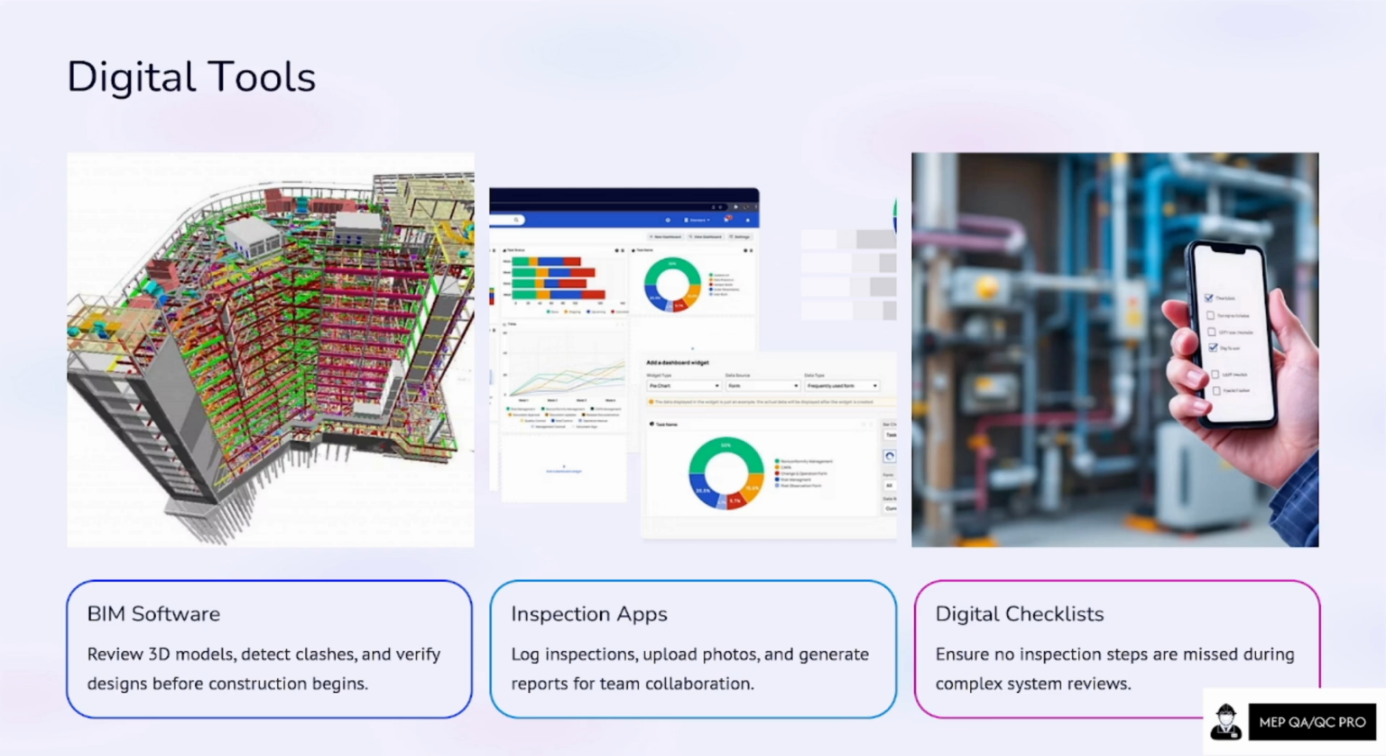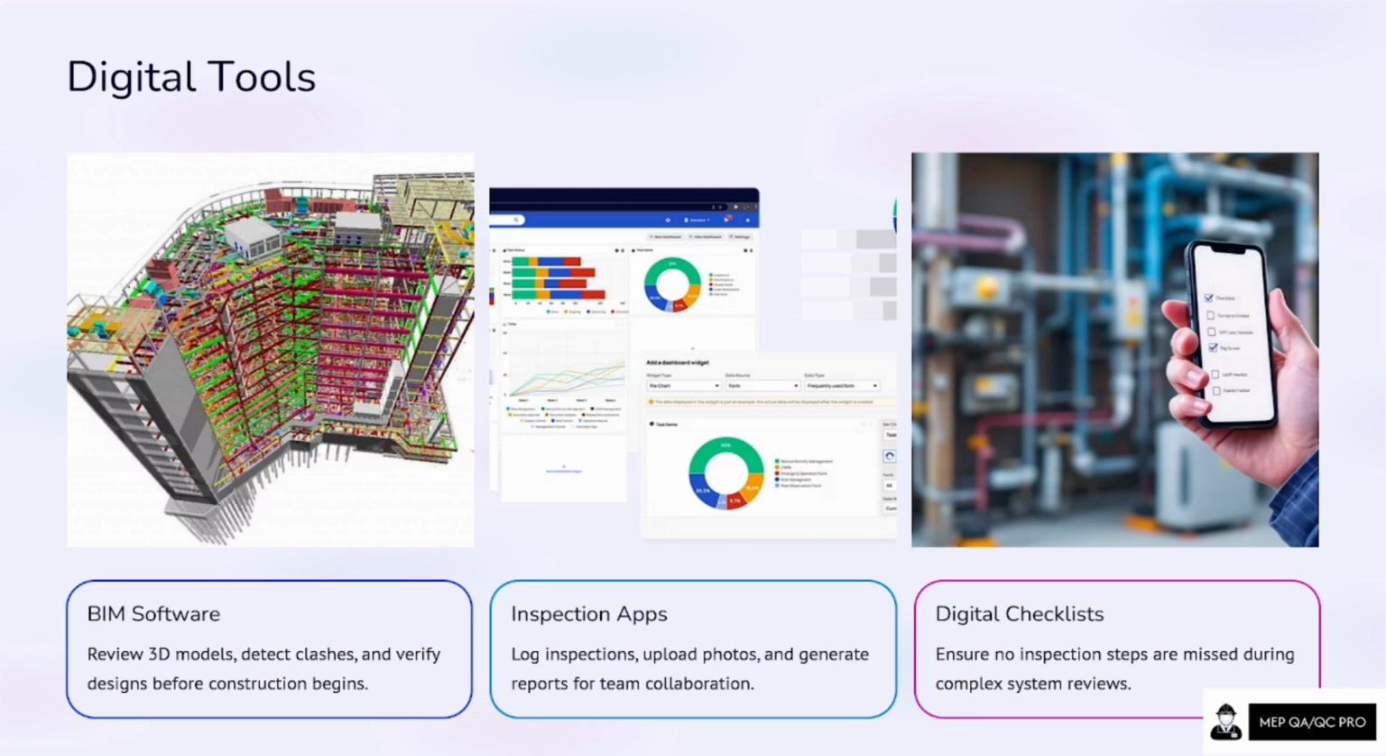Then inspection apps, there are so many applications. At least you should know about the software, like how you can raise inspections, upload photos, and generate reports for team collaboration. There are many applications like Asite, Procore, and QMS. You need to check with your management what system they are using. Whenever you go to a new company, sometimes people are using offline methods, but nowadays mostly everything is done online.